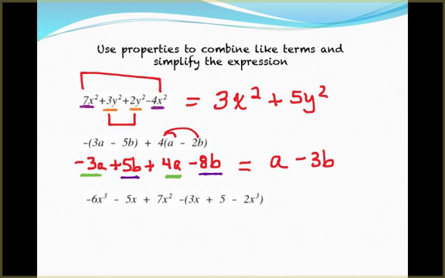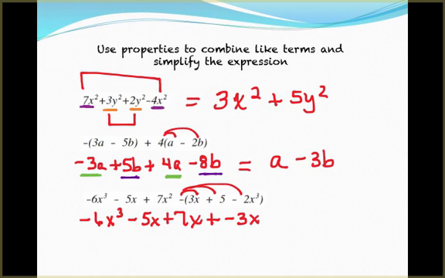One last problem. Let's use our distributive property, or do the opposite here of a sum and difference problem. We'll distribute that negative through. -6x cubed minus 5x plus 7x squared. Now, changing the signs of everything inside the parentheses, because we can think of subtraction as plus the opposite. So this would be plus, and then the opposite of everything in the parentheses. -3x, negative 5, positive 2x cubed.